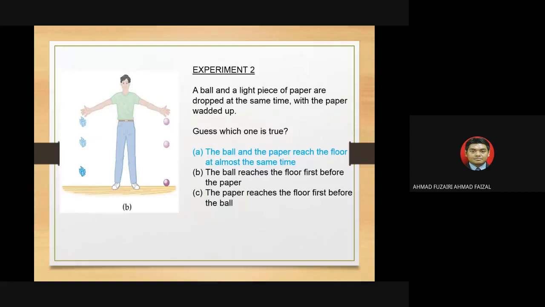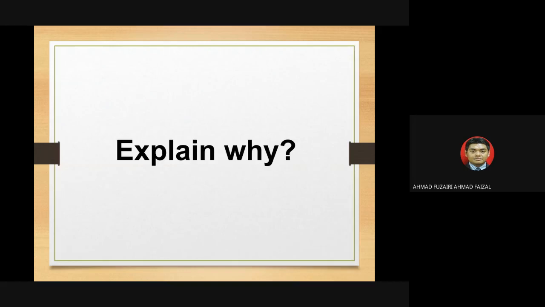Can you explain why? The greater the surface area of the paper, the greater the effect of air resistance. If you can eliminate the air resistance completely, then both objects will hit the ground at exactly the same time because they only have the influence of the same gravity, which is Earth gravity. This is another example, effect of air resistance.